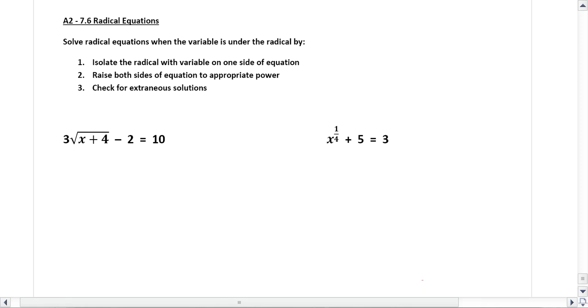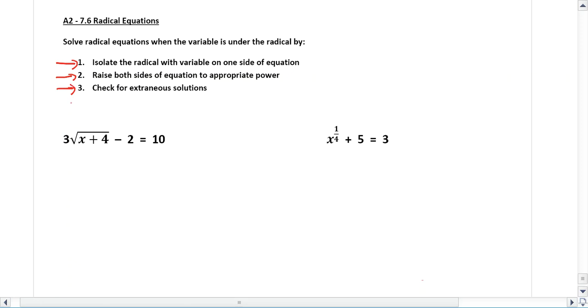In this video, we're going to talk about how to solve these equations, and we're going to follow these steps. First, you need to isolate the root, which could be square root, cube root, whatever. Isolate the root with the variable on one side of the equation. And then you raise both sides of the equation to that power. If it's a fourth root, you raise it to the fourth power. Cube root, you raise it to the third power, and so on. And then please be careful about checking for your, I call them garbage answers.